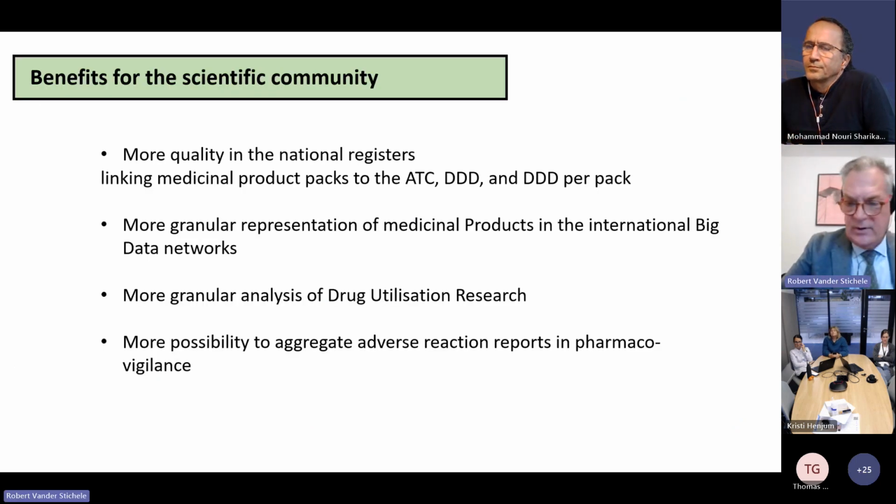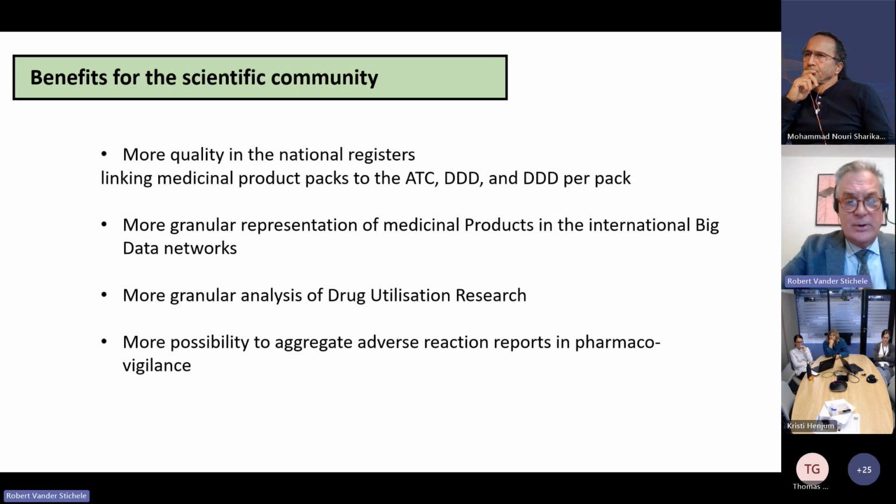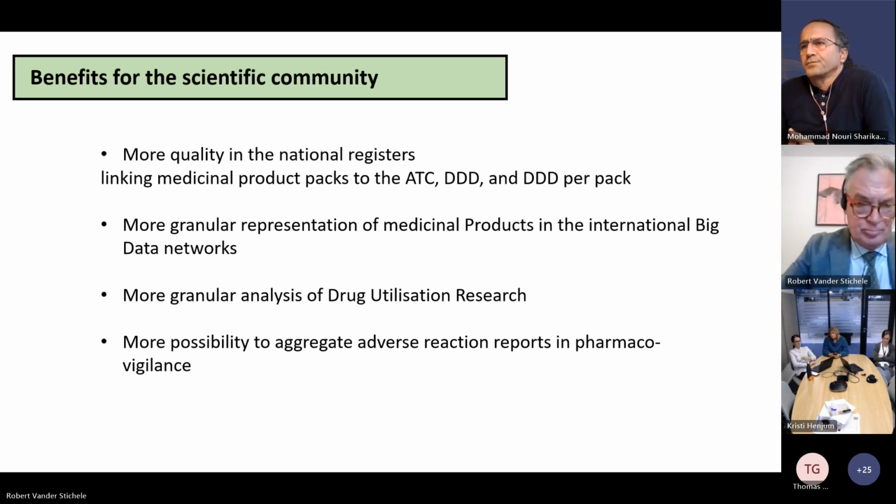The benefits for the scientific community would be more quality in the national registers, linking medicinal product packs to ATC, DDD, and DDD per pack. More granular representation of medicinal products in international big data networks. Now it's all based on OMOP and on Eric's norm, and that's not the most precise way of describing medicinal products in pharmacoepi databases. More granular analysis of drug utilization research, and more possibility to aggregate adverse reaction reports in pharmacovigilance by class.